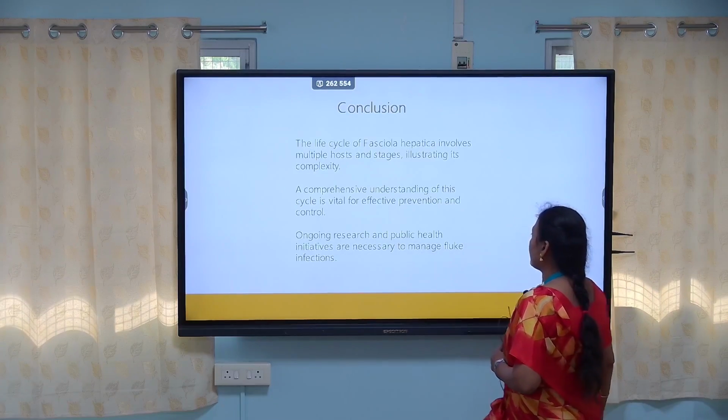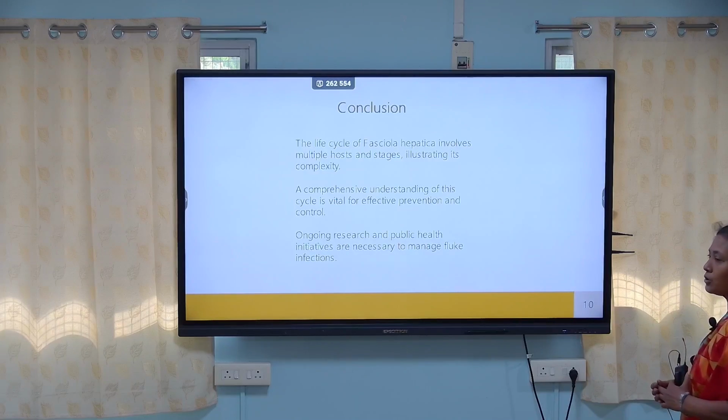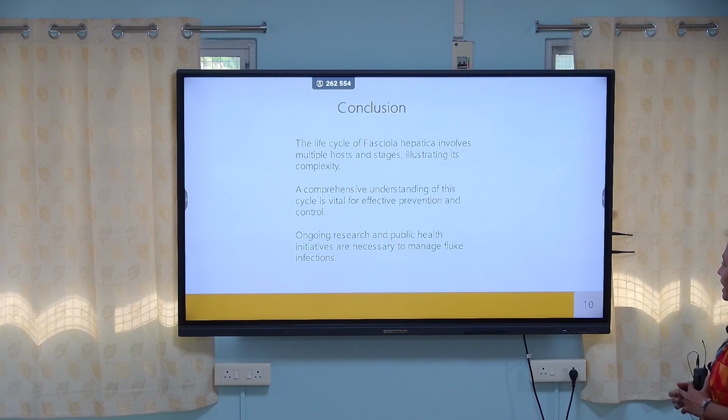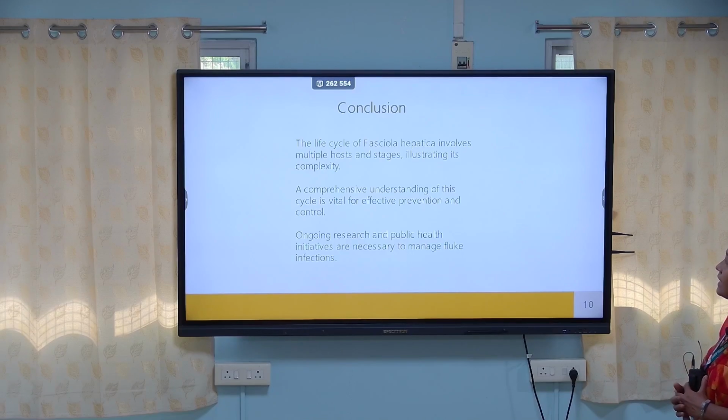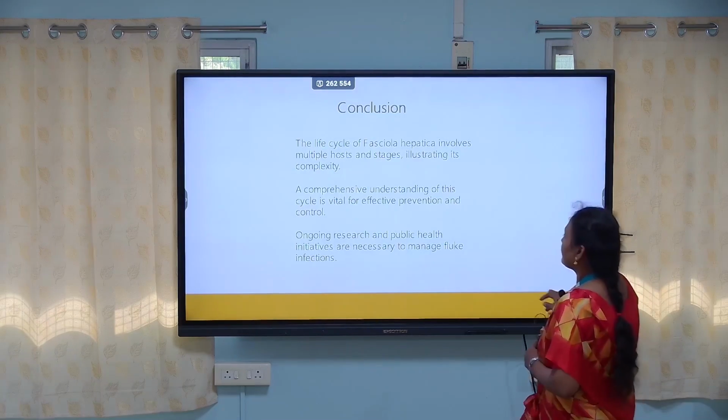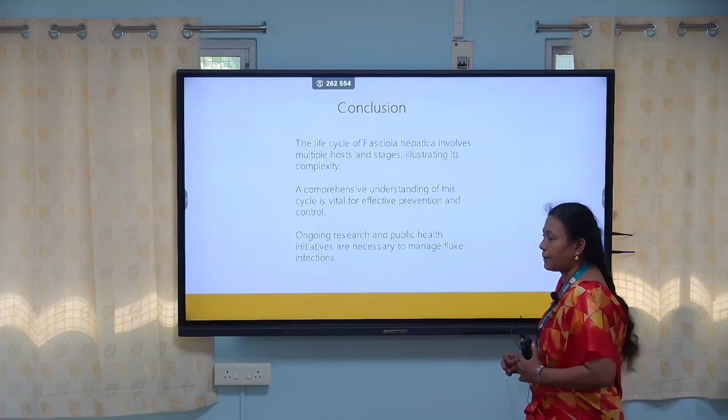More ongoing research is needed to manage the liver fluke, because it has multiple hosts and stages, and the life cycle is very complex. So that's all for the life cycle of Fasciola hepatica.